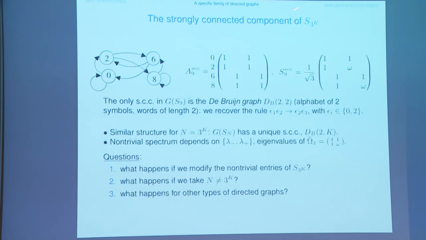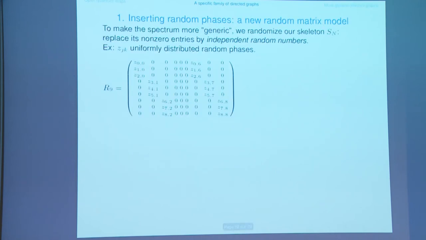So let's look back at what we had for the specific values of n. Okay, n was equal to 3 to the k. So we'll find the same result, of course, but we can just look now at this strongly connected component for this matrix.